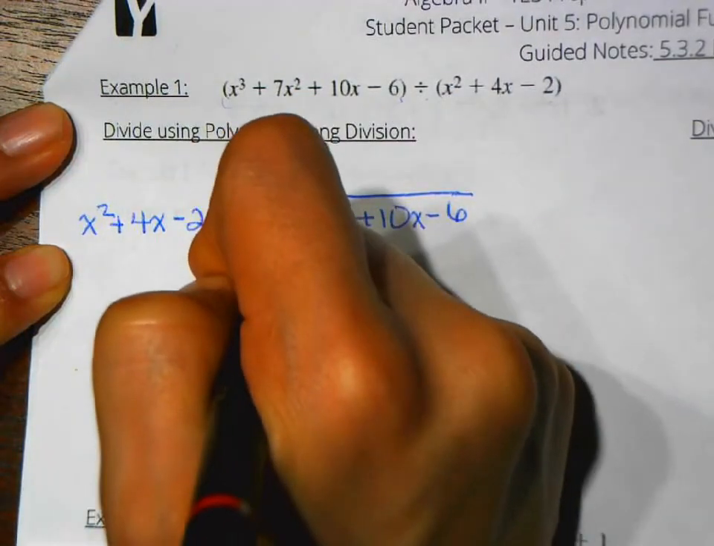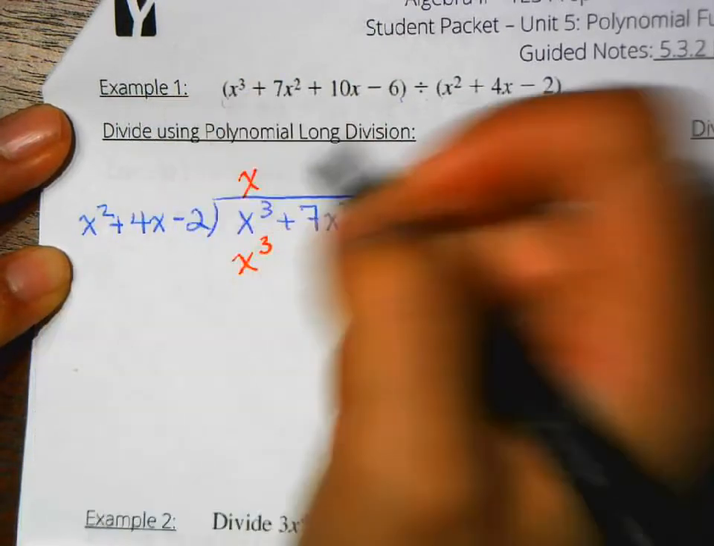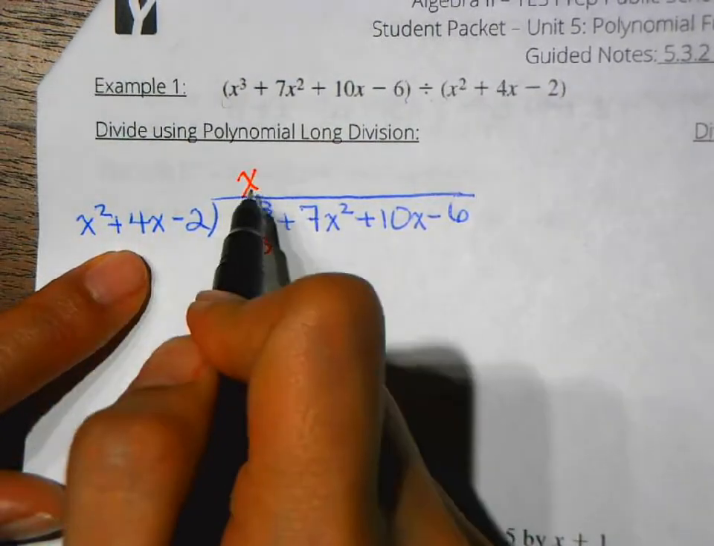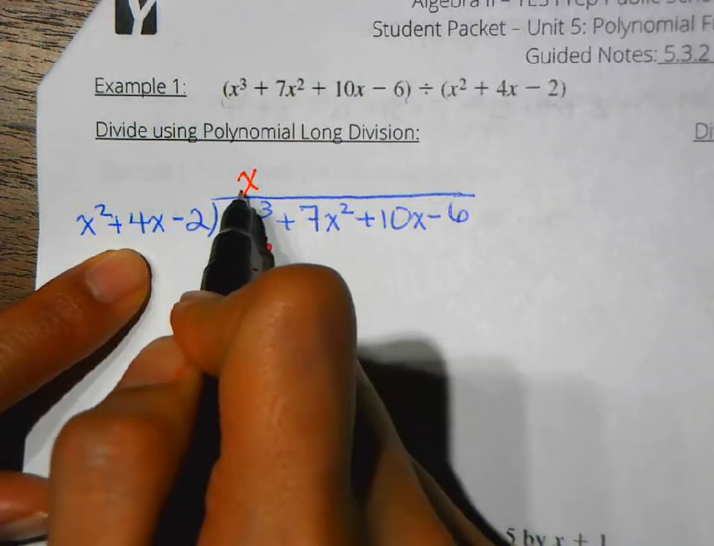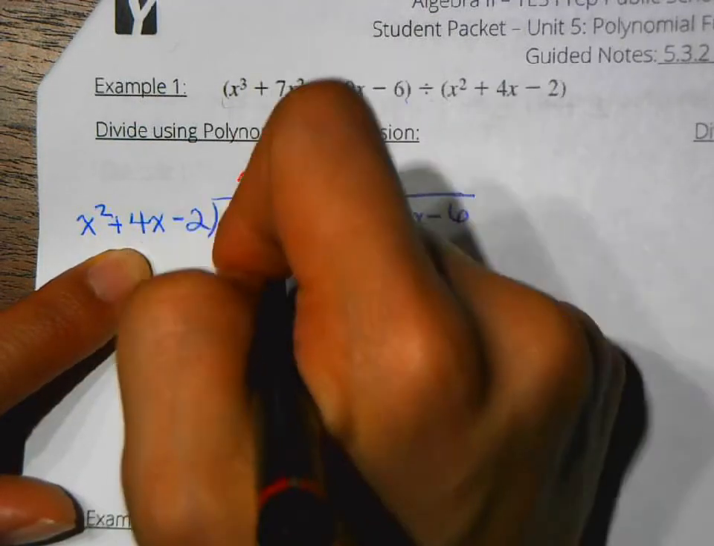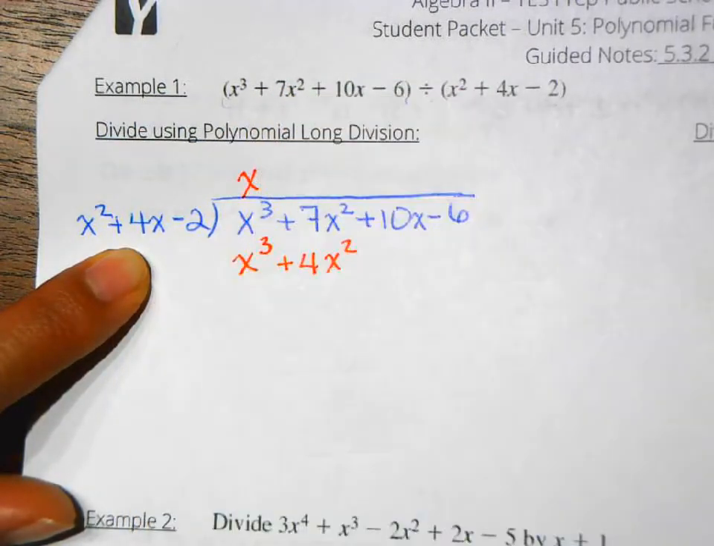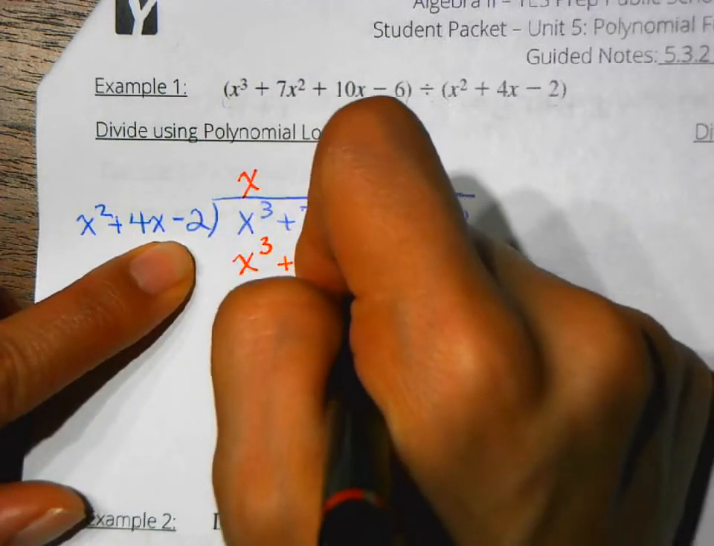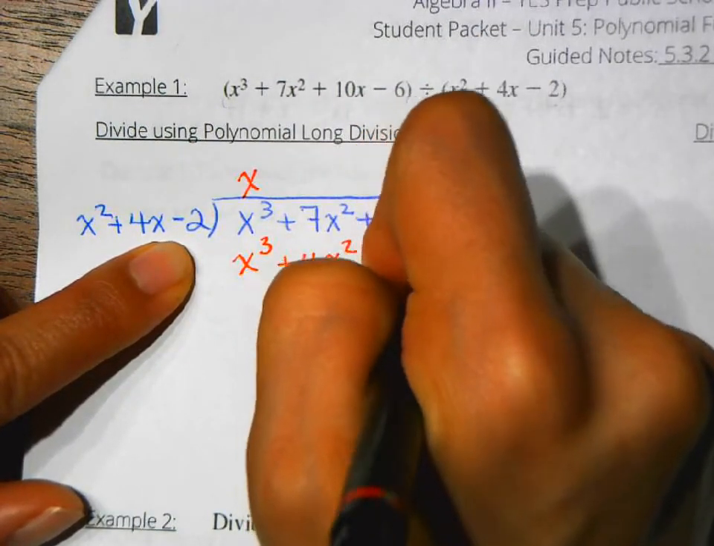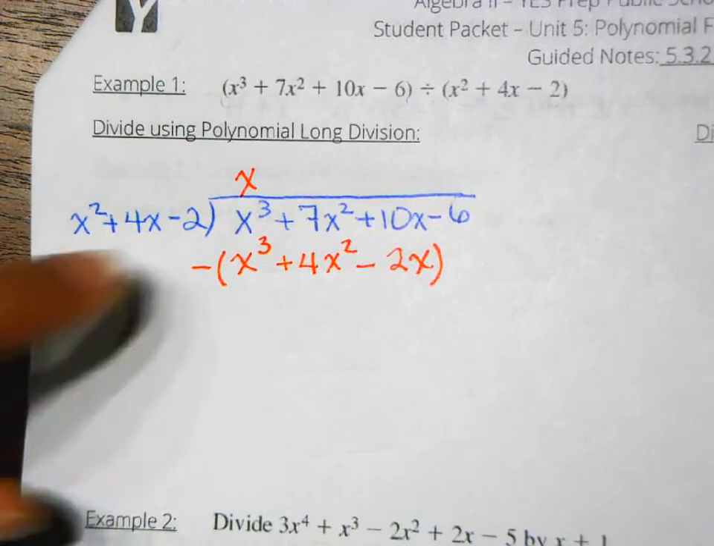Remember, we always write the product right underneath it. And then we're going to distribute, or multiply, that x into the other 2 terms on the outside. So x times 4x is going to give me positive 4x squared. And x times negative 2 is going to give you negative 2x. I'm going to have to subtract all of this.